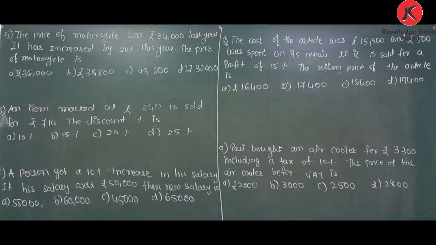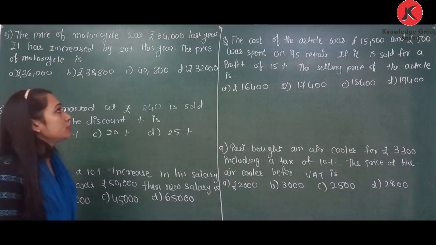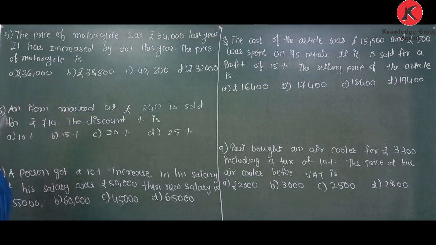Now next, the price of a motorcycle was 34,000 last year. It has increased by 20% this year. What is the price of the motorcycle now? This is an example of increase. The original value before increase is 34,000. So what is the price of the motorcycle after increase? Now you need to remember the equation for percentage increase. Percentage increase is equal to increase in rupees divided by original value multiplied by 100.